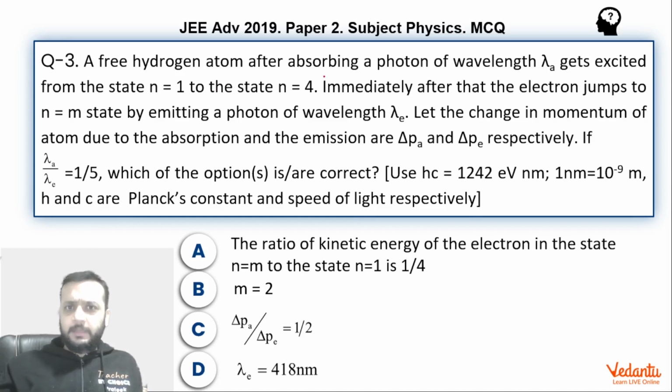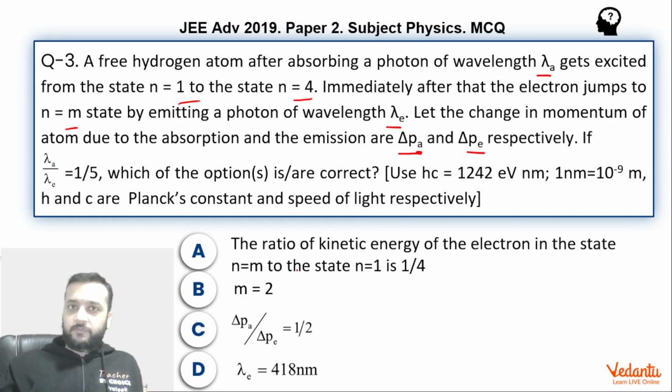A free hydrogen atom has absorbed a photon of wavelength lambda a and it has jumped from the state n equals 1 to 4. Immediately after, it releases a photon of wavelength lambda e and jumps to the state n equals m. The change in the momentum of the hydrogen atom, due to the absorption and emission, is delta Pa and delta Pe. So remember, this is the change in the momentum of the atom. The ratio of the wavelengths of the absorbed photon and the emitted photon is 1 is to 5, as given in the question.